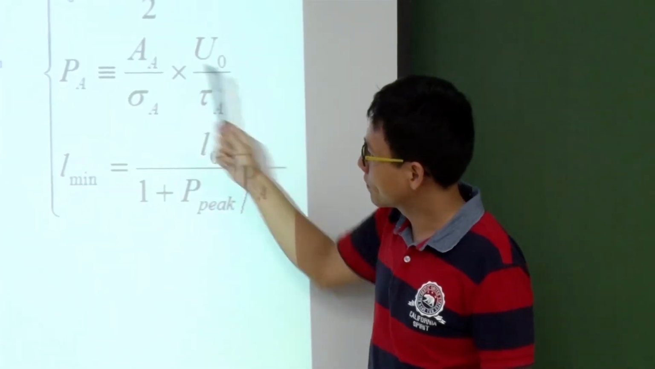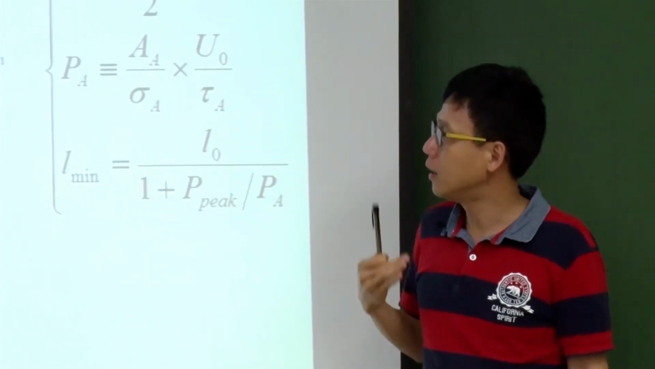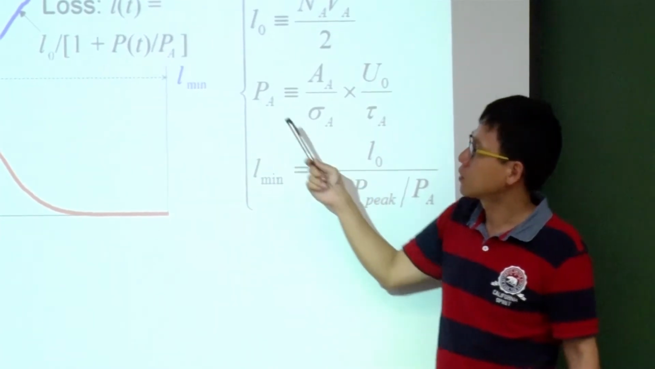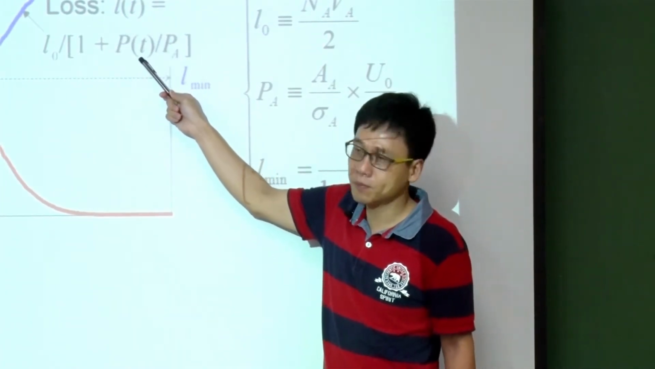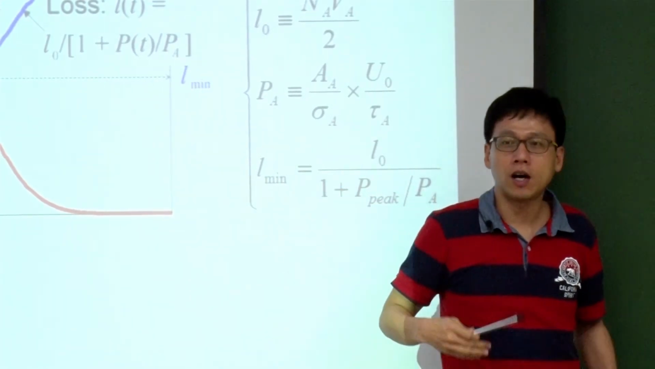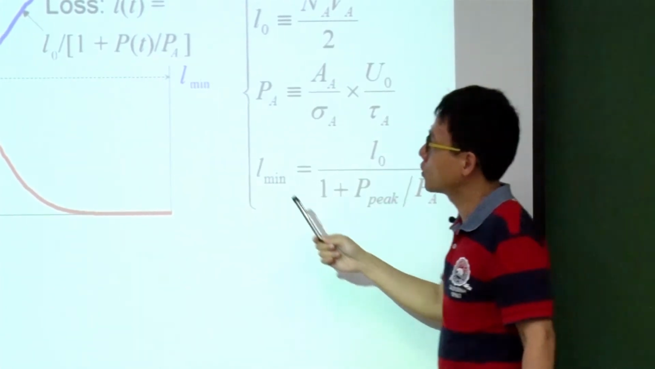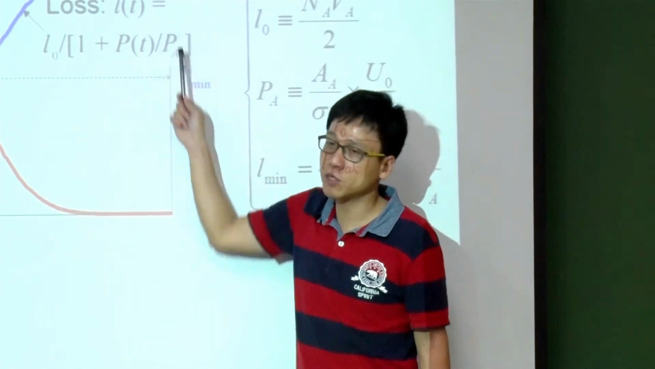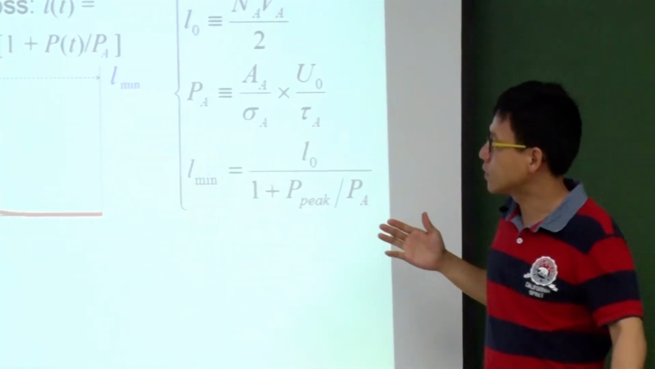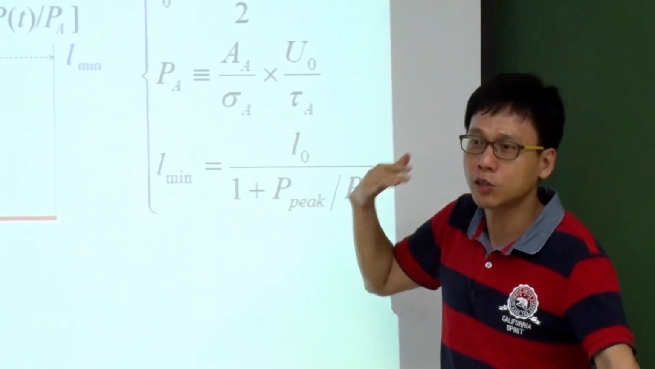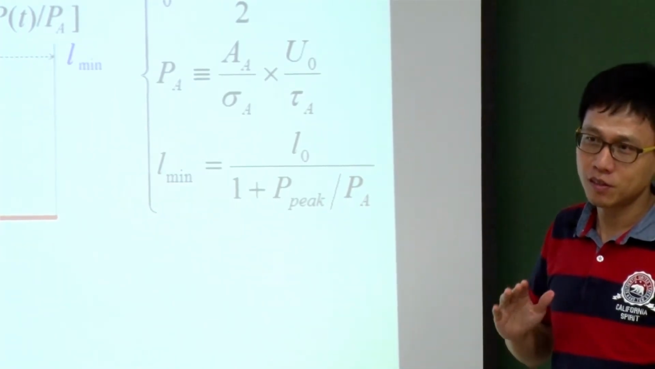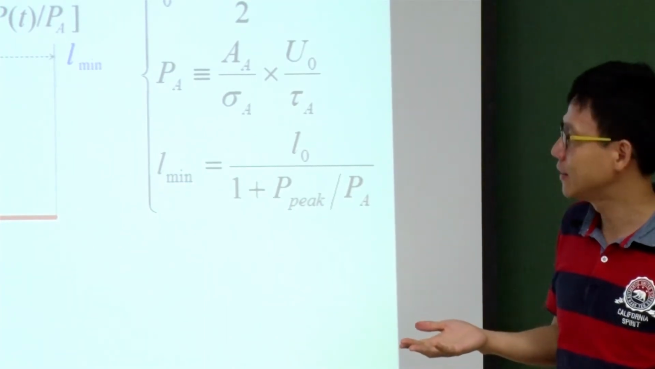PA, by definition, is like this. And its meaning can be figured out by looking at this term, P of t over P sub A. When your power is at least equal to P sub A, this term is larger than or equal to 1. If the ratio is too small, P of t much less than PA, this term is very unimportant, right? So your loss is roughly the small signal loss, L0. So PA is the criterion above which your loss saturation matters, below which there is loss saturation but it is very unimportant. You can hardly tell.